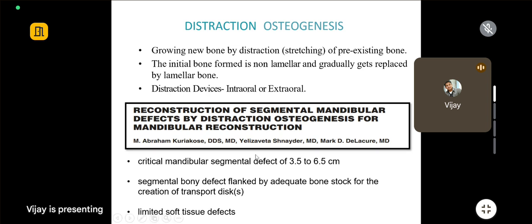In 2 patients, there was complete bone regeneration. But in 1 patient, there was recurrence, so it was a failed case. And in 1 patient, there was some partial regeneration of bone. So what they concluded is that the critical mandibular segmental defect of 3.5 to 6.5 centimeter was their inclusion criteria: a segmental bony defect flanked by adequate bone stock for the creation of transport discs and very limited soft tissue defects.